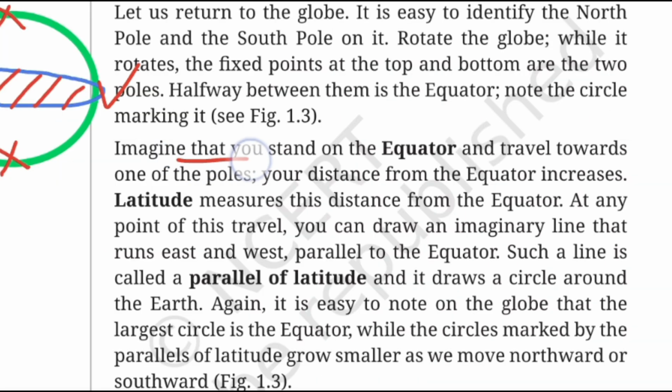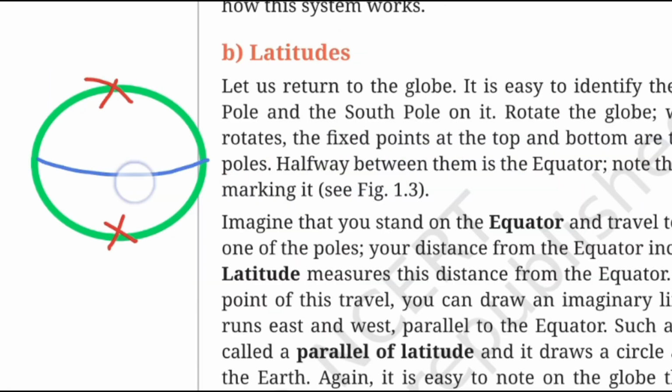Imagine that you are standing on the equator and travel towards one of the poles. Your distance from the equator increases. We are starting from the equator towards the pole. Now you are here. You are here. So this is a distance, isn't it? This distance is D1.